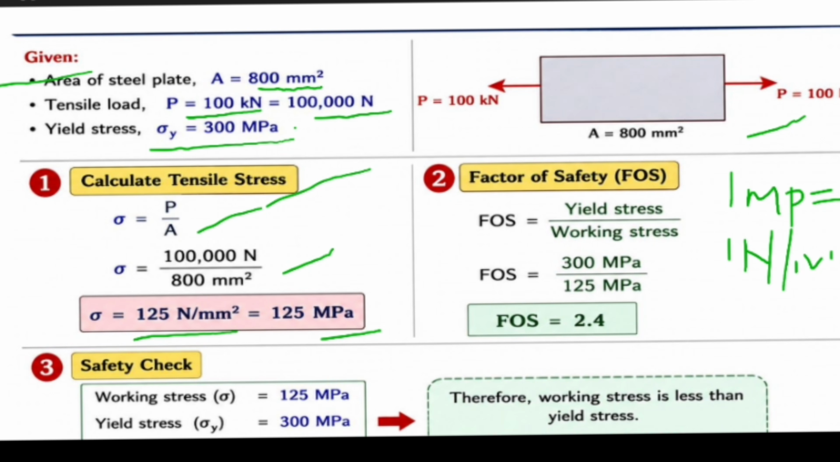Once you have calculated sigma, you can calculate the factor of safety. Factor of safety is nothing but yield stress divided by working stress. Working stress is nothing but the tensile stress you have calculated, so the working stress will be the tensile stress. Yield stress is already given in the question, 300 megapascal. So the factor of safety formula is yield stress divided by working stress. Factor of safety is equal to 300 megapascal divided by 125 megapascal. You will get a factor of safety of 2.4.